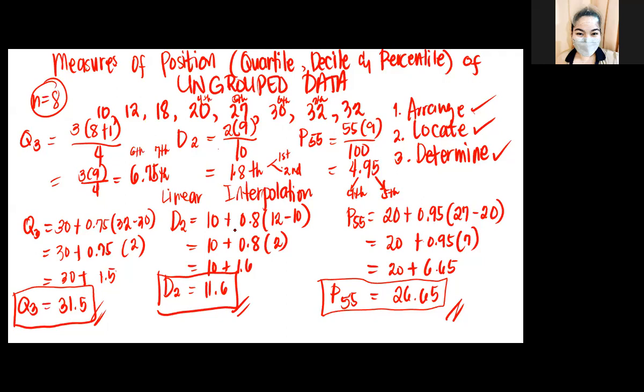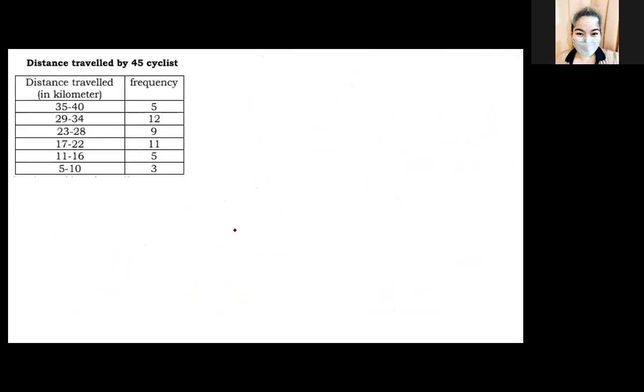Okay? Now let's proceed to another lesson na tinake natin on the first week of our class, quarter class. So yung lesson na yon ay yung median. Okay, median of ungroup. So I have here a data that consists of the distance traveled by 45 cyclists. So meaning kung 45 yan, yung frequency na to, pag inadd natin yan, 45 din yan. Kasi nakabase sa bilis nila yung answer dito.